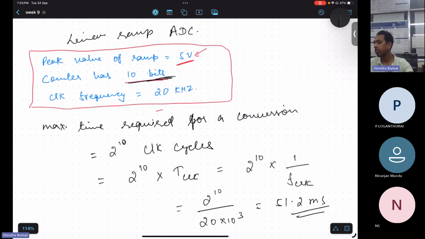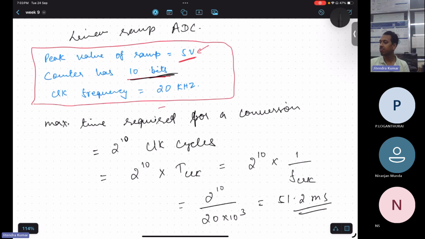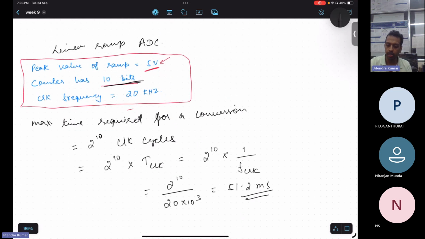Okay, isn't it? भूल गए क्या निरंजन? Okay, yes, NS. Okay, so this much time it will take. So now we have all the information. Please let me know the ramp rate of this ADC. What will be the ramp rate?